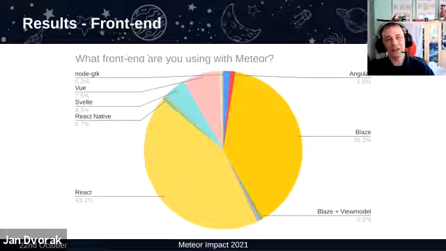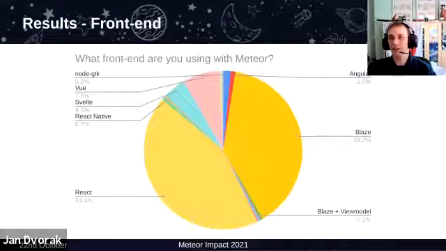Now, the never-ending debate about frontends. React is the clear winner with 43.1%, and Blaze a close second with 39.2%. That has not changed over the years. That has always been the case. It came for many people as a surprise in the first survey that Blaze still had such a big share. And we see that Svelte and Vue are there as well, increasing their percentage.